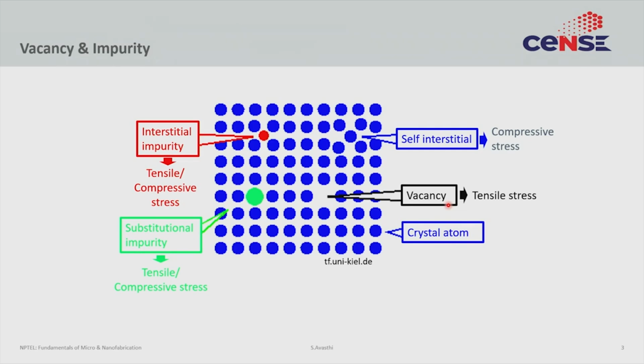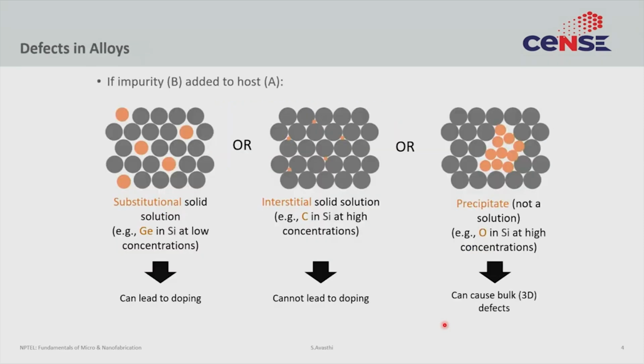So, the stress in a film also changes with the impurity dynamics of the material. In fact, this is one of the ways in which people who do film growth often control the properties of films. Things become more interesting in alloys, because in alloys you do not have just one type of atom, you have maybe 2 or more.